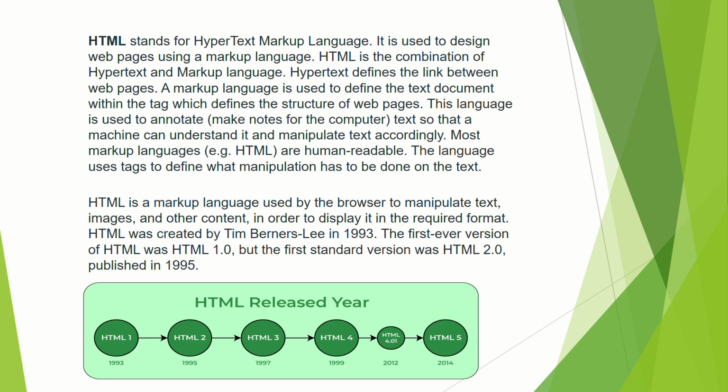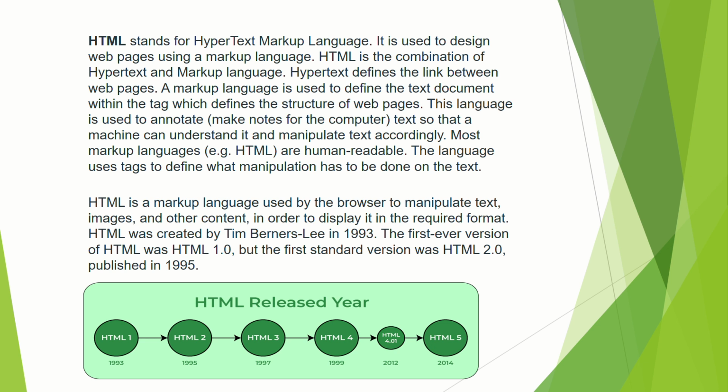As we have discussed previously, HTML stands for Hypertext Markup Language. It is used to design web pages using a markup language. HTML is the combination of hypertext and markup language. Hypertext defines the link between web pages. A markup language is used to define the text document within the tag, which defines the structure of web pages. This language is used to annotate text so that a machine can understand it and manipulate text accordingly. Most markup languages are human readable. The language uses tags to define what manipulations have to be done on the text.